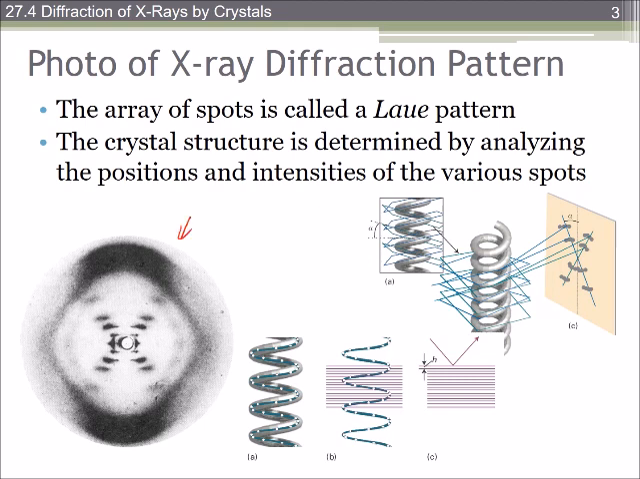This is the diffraction pattern discovered by Rosalind Franklin. She was able to get this image, and it later received a Nobel Prize. She didn't get it. Watson and Crick got it for figuring out that this meant that the DNA was actually helix shape.